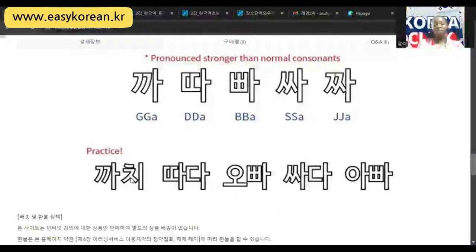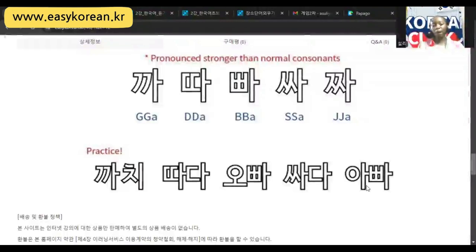So now for practice, we have gaji. It means eggplant. Dada means to close. And we have oppa. I'm sure we all know what oppa means because we watch K-dramas a lot. Oppa means older brother for a lady. And we have sada, for something to be expensive. Sada, for something to be cheap. And we have appa, which is the word for dad.